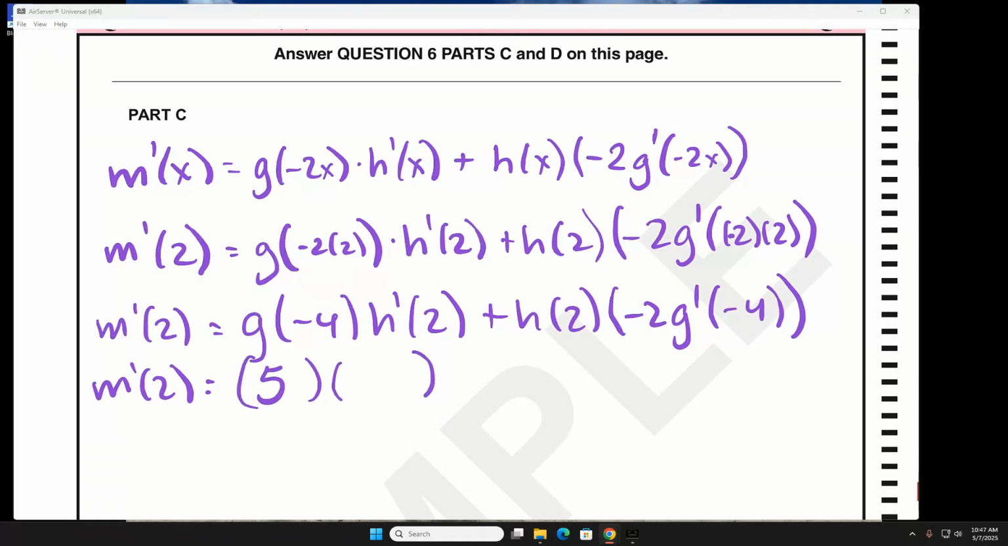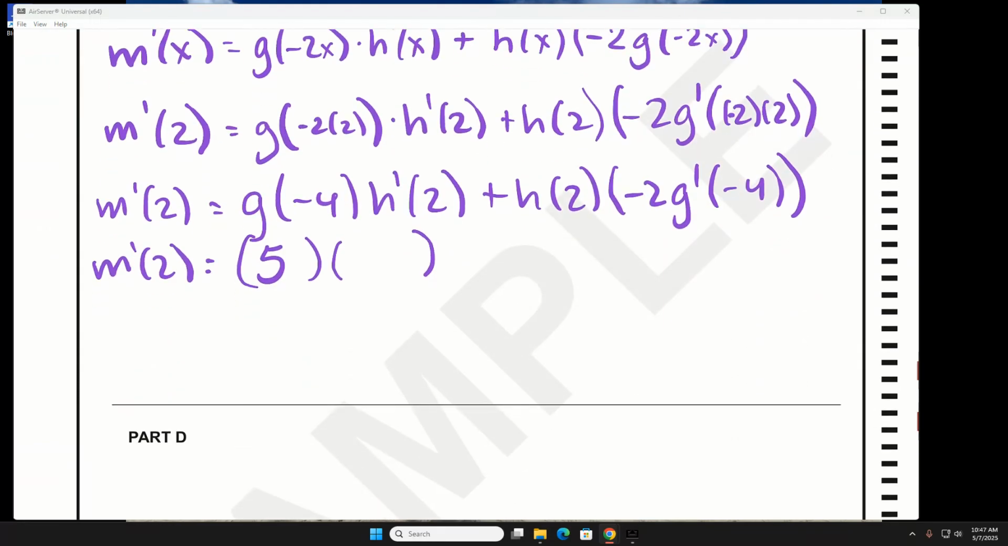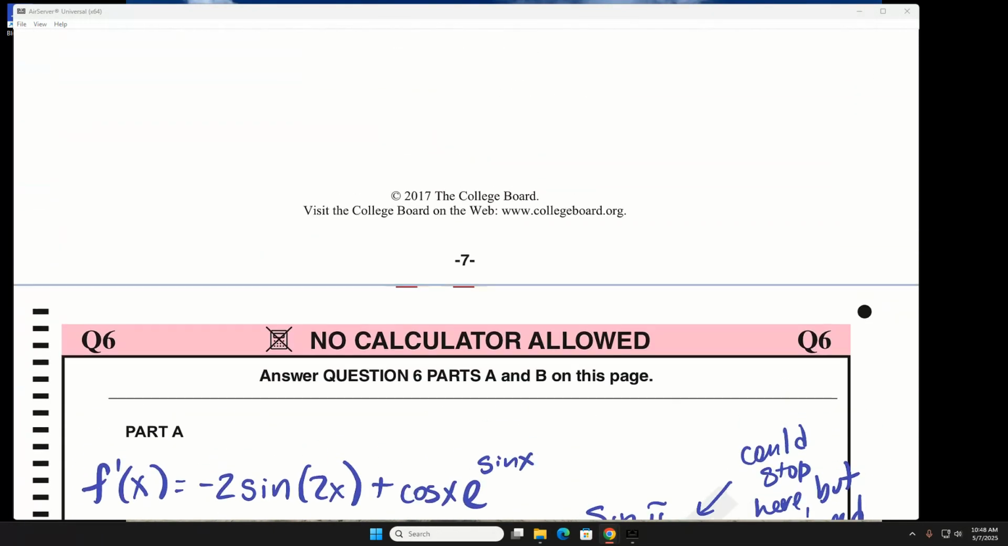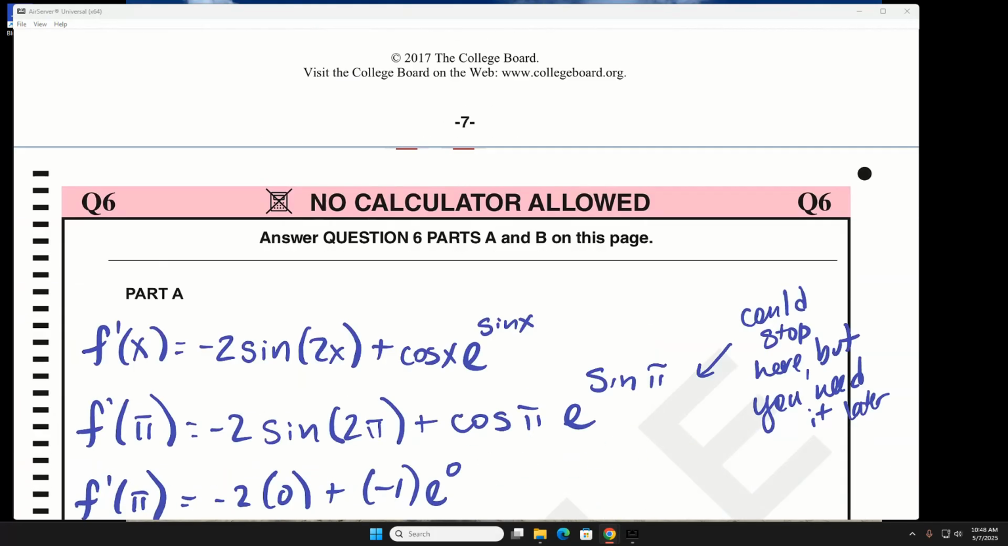All right, H prime of 2, we already found that, was negative 1/3. You could find it again if you wanted to. It's the slope of H when x is 2. Now H of 2 we haven't found. So I need to know what that is. Do you guys know? Yeah, very good. We're going down by 1/3 each time, so that would be 1/3, 2/3, 3/3, so negative 2/3. Very good.